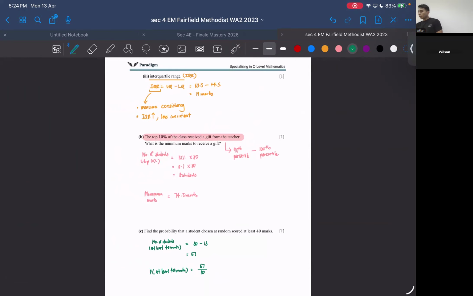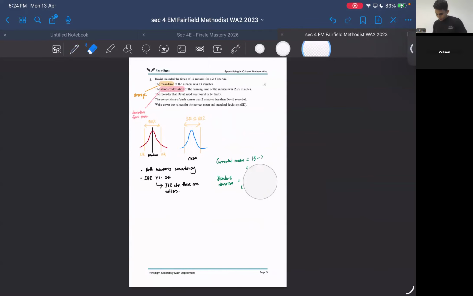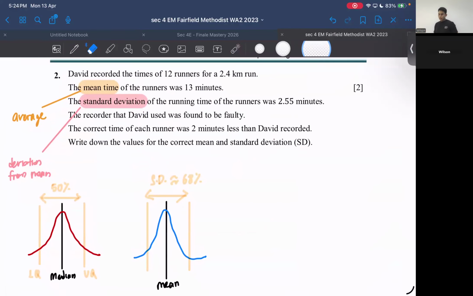If no, can everybody take a look at the second question over here? This one is a very, very standard way of asking about corrected mean and corrected standard deviation. Now let's take a look at our question 2. Let me just erase this. Now, the question reads this way. David recorded the times of 12 runners for a 2.4 km run. The mean time, by the way, if you forgot, is your average of the runners, was 13 minutes. Standard deviation of the runners was 2.55 minutes.